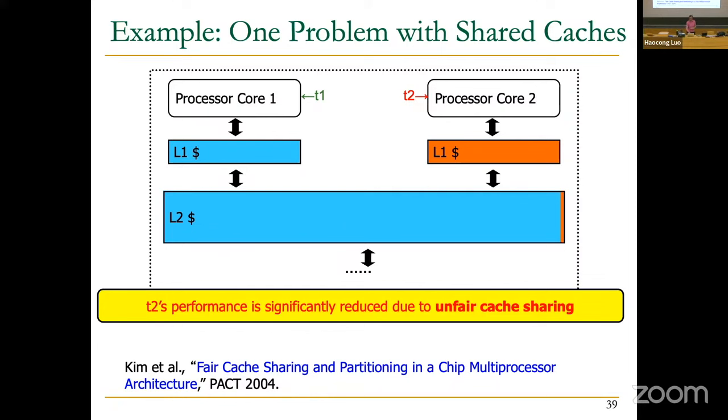Because thread 1 can be very intensive in terms of memory accesses, it could be generating 10 requests in the same amount of time. T2 is generating 1 request, for example, right? It could be 100, actually. It could be very, very widely different. As a result, thread 2's performance may be significantly reduced due to this unfair cache share. And this is a real problem in existing systems. That's why you need to design the resources to be shared, assuming you want the benefits of sharing. But also, you should not allow this to happen in existing systems.